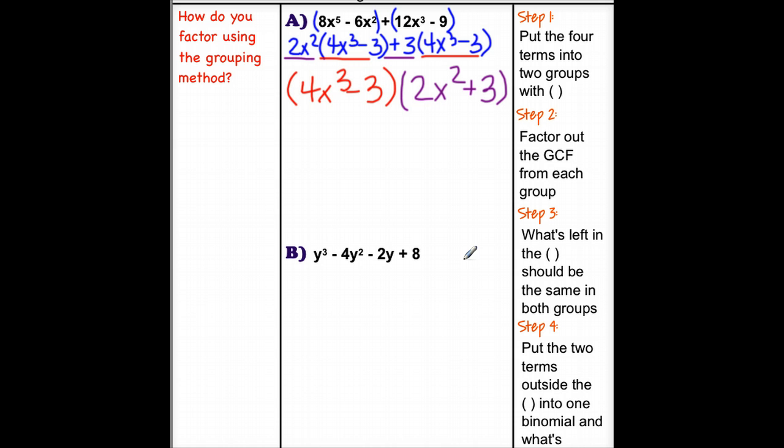We have y cubed plus 4y squared minus 2y plus 8. So I'll group them. This time I'm going to group that negative with the 2y. I'm going to rewrite this just so you can see. I have y cubed minus 4y squared, and then I have basically plus a negative 2y plus 8.